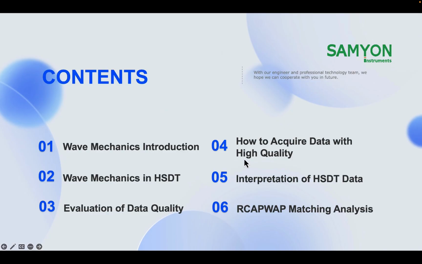And then we talk about how to acquire data with high quality. After we collect data, we need to learn how to interpret the high-strength dynamic data. And the last part is about the RCAPWAP. It's a matching software.